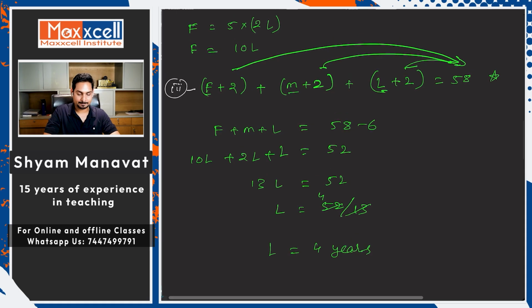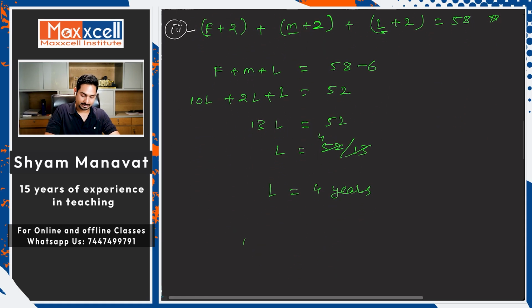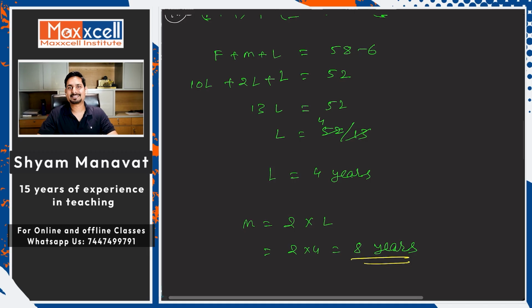No. आपसे पूछा क्या है? Mike का present age. So Mike's present age is what? As we know, Mike is twice as old as Leanne. So it will be 2 into 4. That is 8 years. क्या यही आपका आंसर है? हाँ, यही आपका आंसर है. Mike's present age is 8 years.